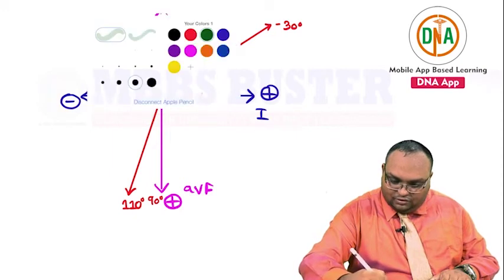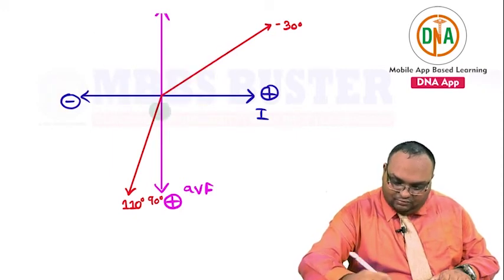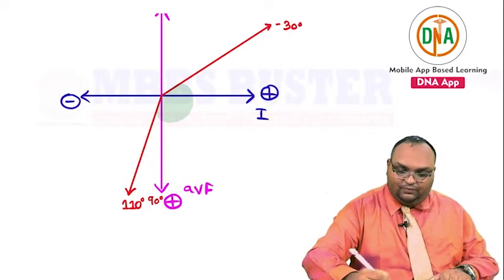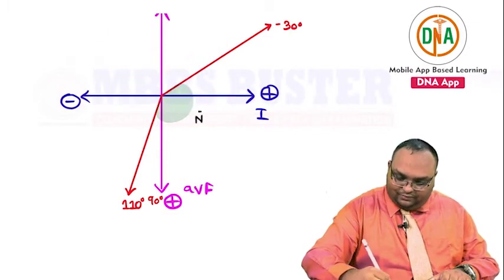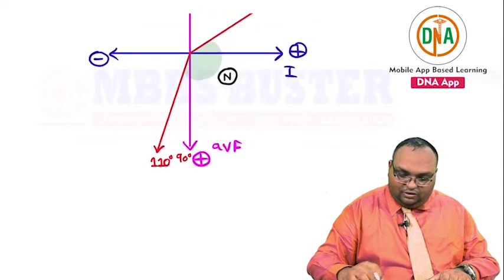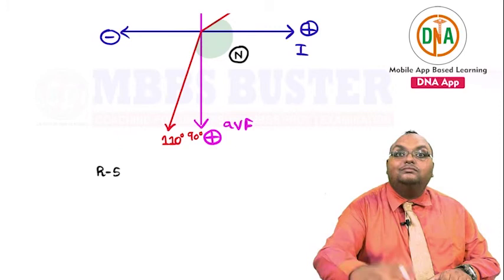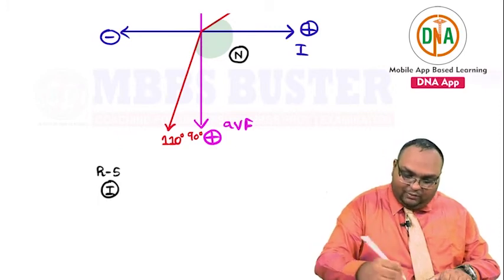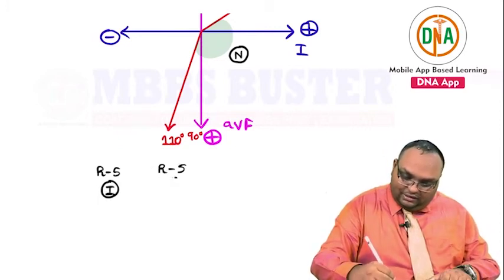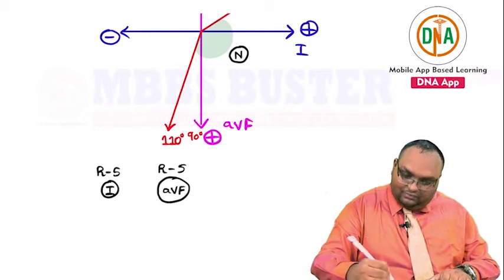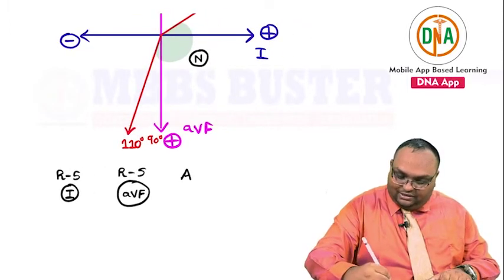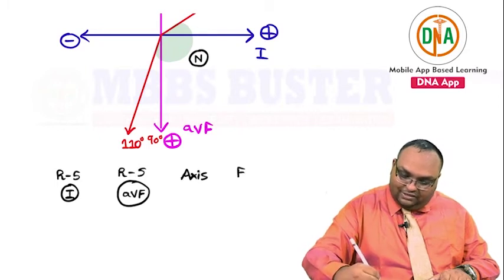Right. Just here, shade it. This is the normal axis. This is your normal axis. If I were to make a table of R minus S in lead 1, R minus S in lead AVF, the axis and examples of such axis deviation, it would be much easier for us to understand.